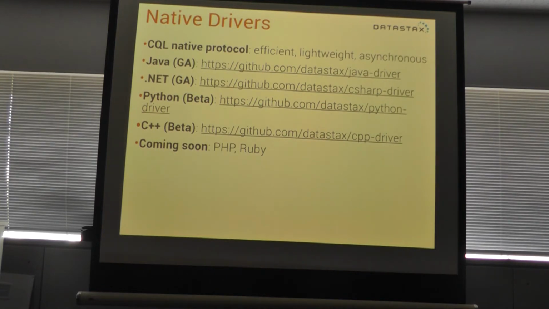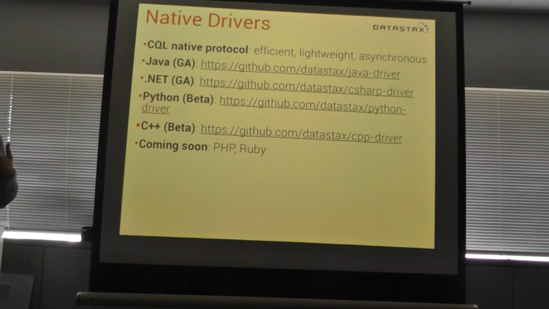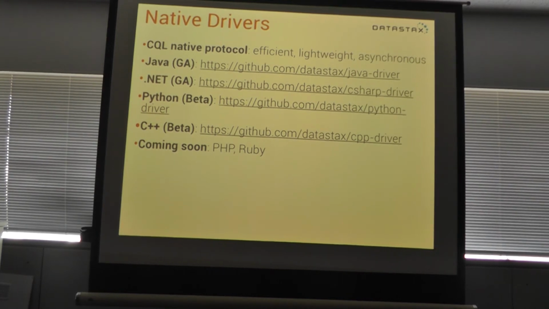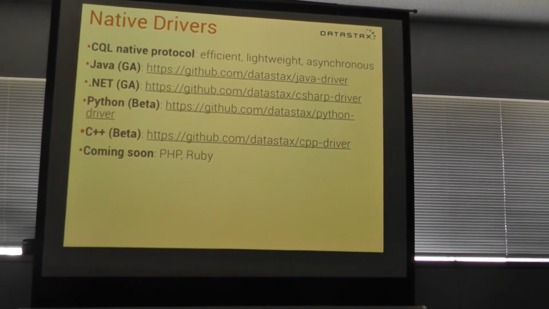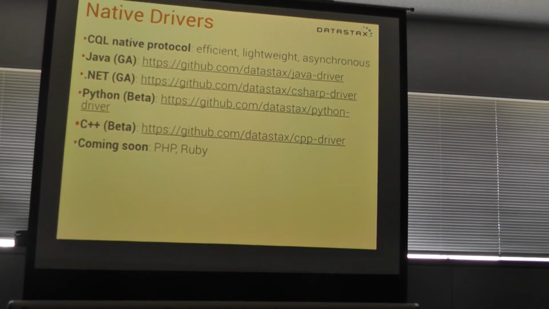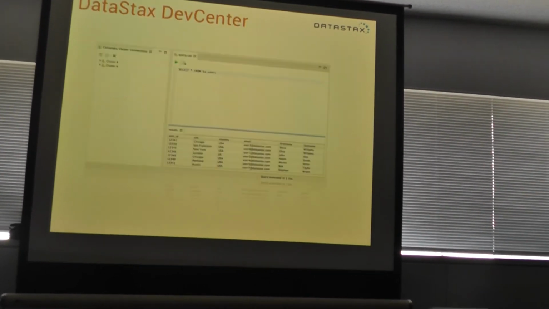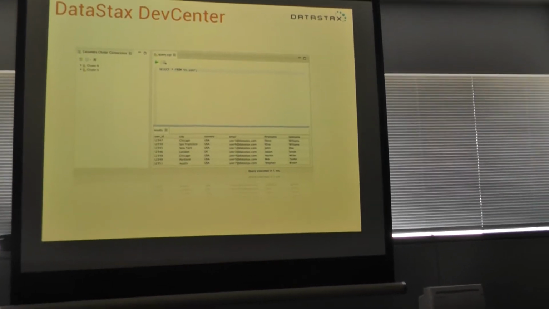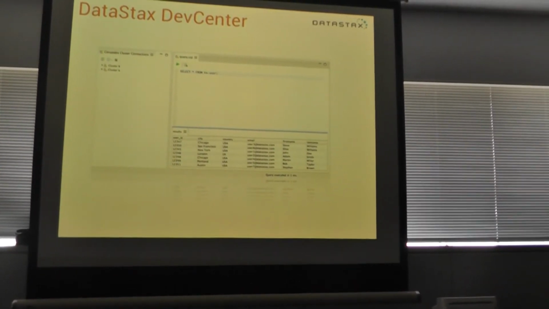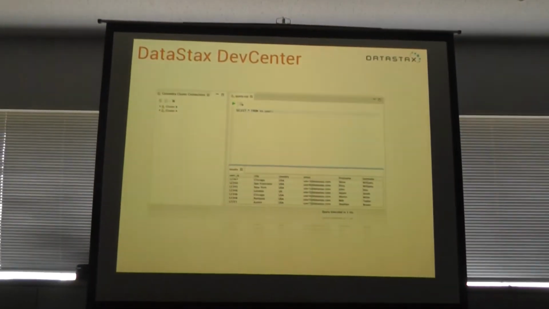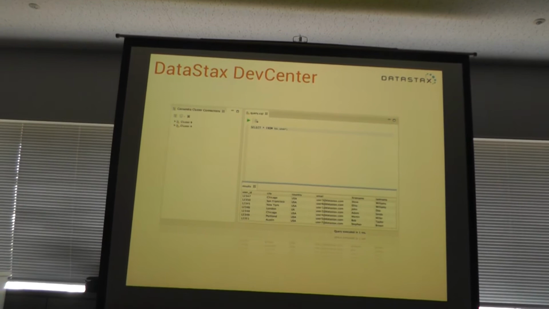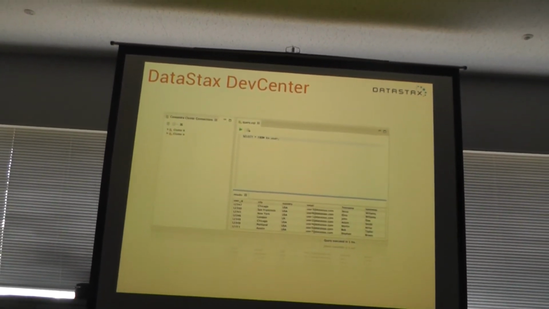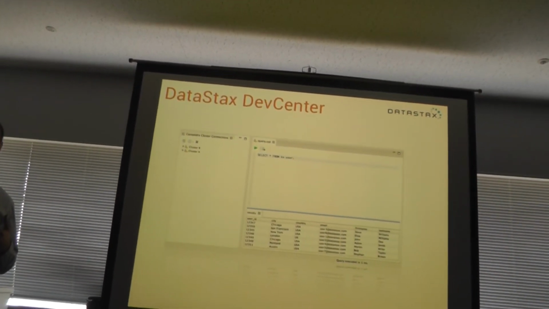As part of this, we've also added native drivers for languages to build applications using CQL. The Java driver and the .NET driver are both generally available, with more in beta. We're also working on drivers for languages like PHP and Ruby as well. DataStax also created a free tool called DevCenter, which allows you to graphically interact with and explore your Cassandra databases, as well as helping you write queries with query completion for your table names, your column names, and so forth. This is the first tool of its kind for a NoSQL database.